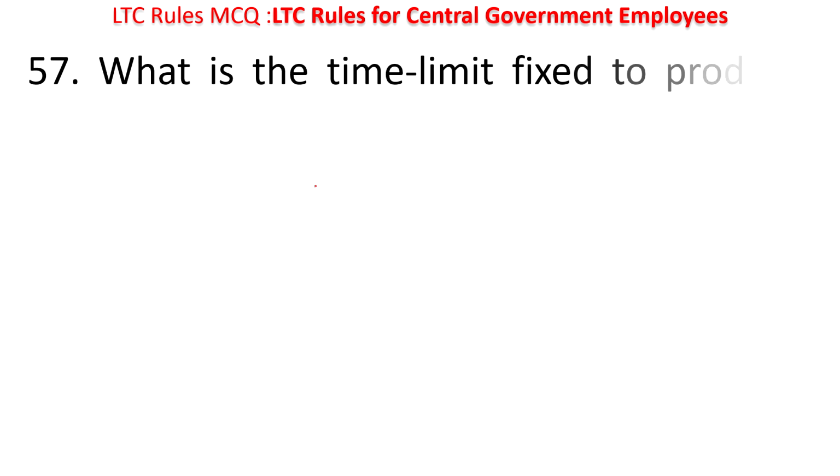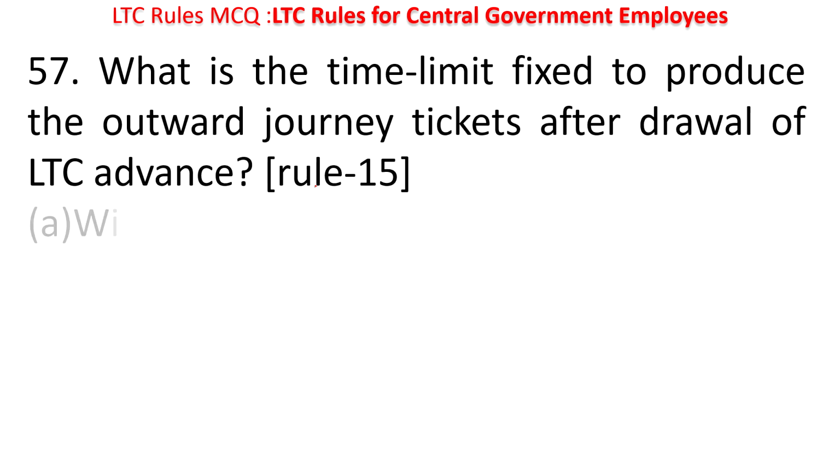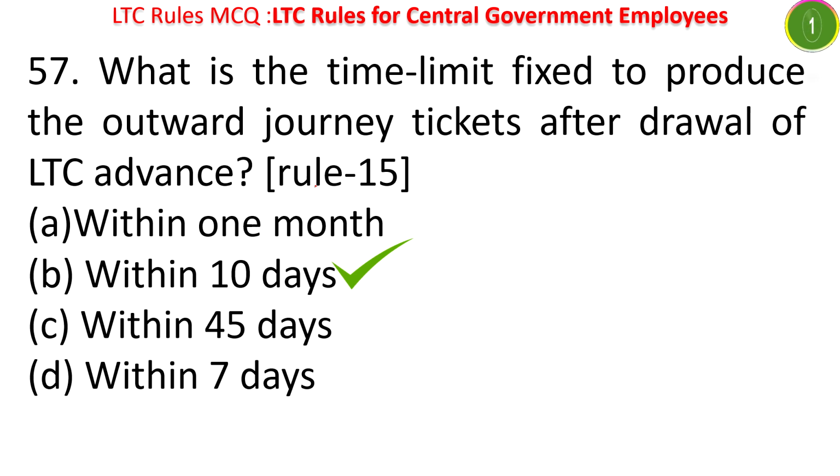Next question. What is the time limit for the employee to produce the outward journey tickets after drawal of LTC advance? Within 1 month, within 10 days, within 45 days, within 7 days. Your time starts now. Rule 15 of LTC rules. The answer is within 10 days. You have to produce the outward journey tickets after drawal of LTC advance.